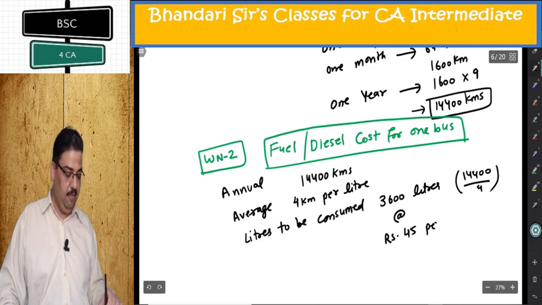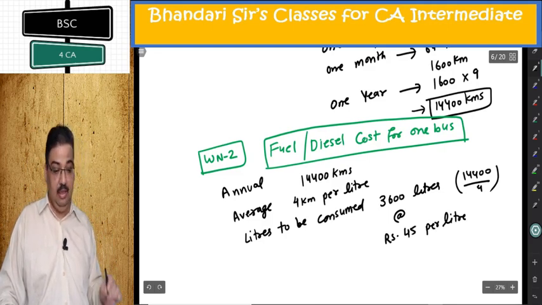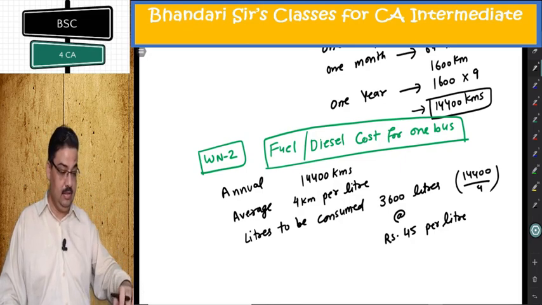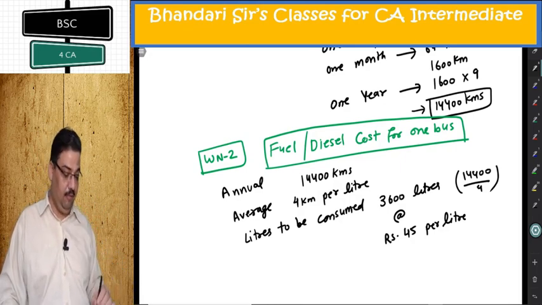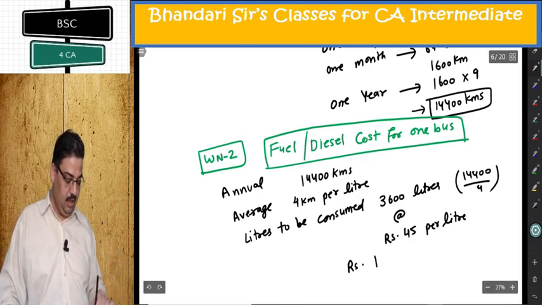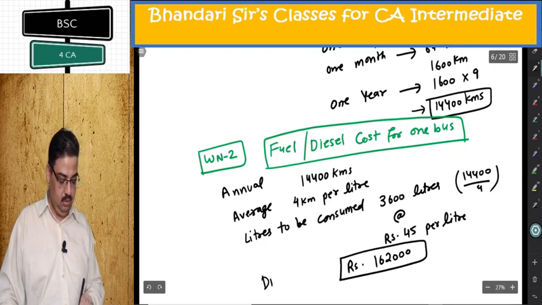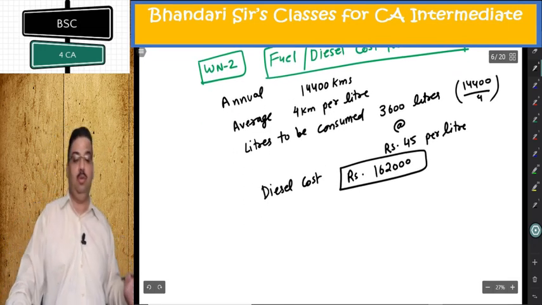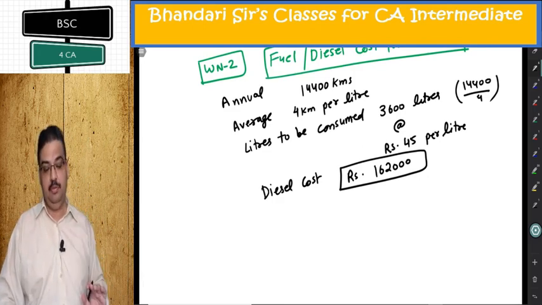At the rate of rupees 45 per liter, the last item in the table that was given, under that is average, above that is 45 per liter is the rate. 3600 into 45 makes rupees 1,62,000 diesel cost. This is the only variable cost given by the question. 1,62,000 is what we have computed. I hope this much is clear.